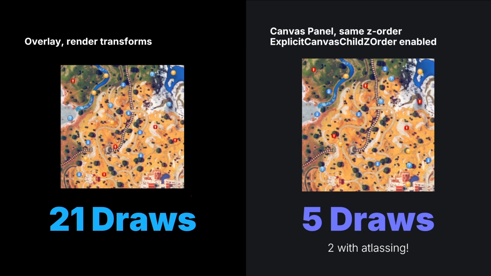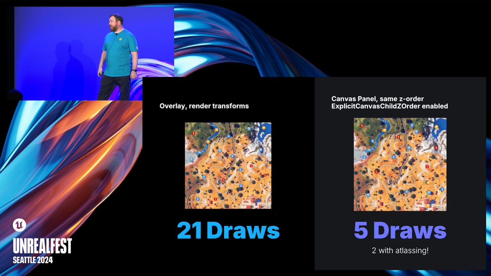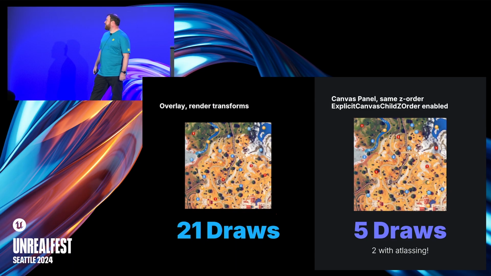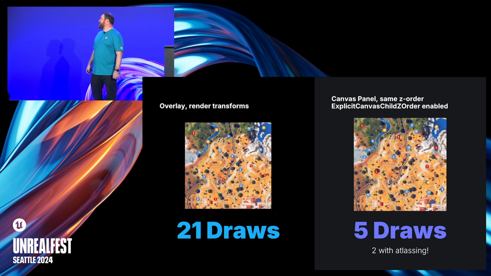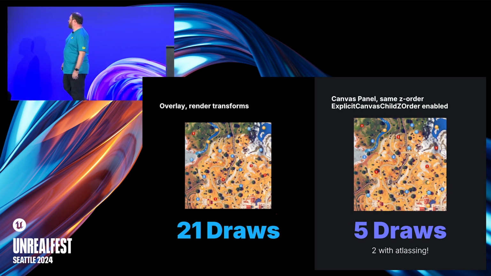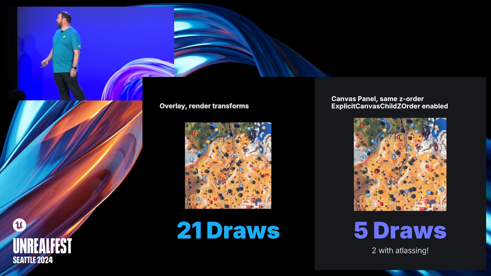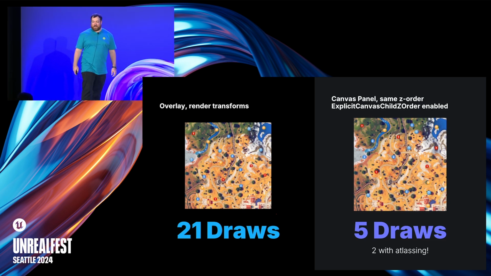In the process of doing this, I realized there's this explicit canvas child Z order option. This is a checkbox in your project settings. This will be enabled by default if you created your project with the mobile option, but if you didn't, if you ported to mobile later, it might be disabled, in which case all of these things in this canvas panel are a new draw call. So that is a good thing to check. And just for fun, I threw the 4 icons into an atlas, enabled atlasing, and got it down to 2 draw calls, the map and all the icons.